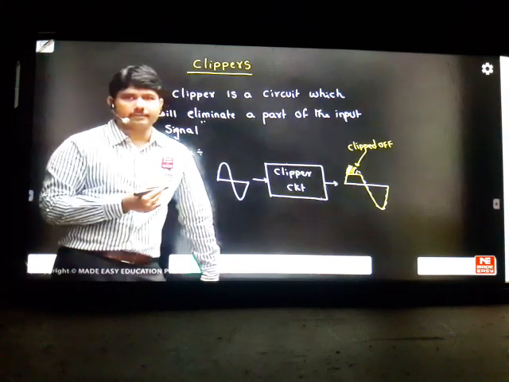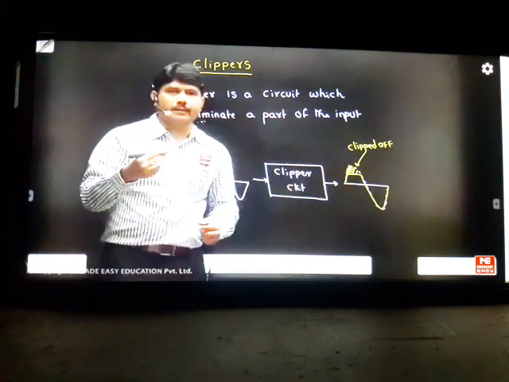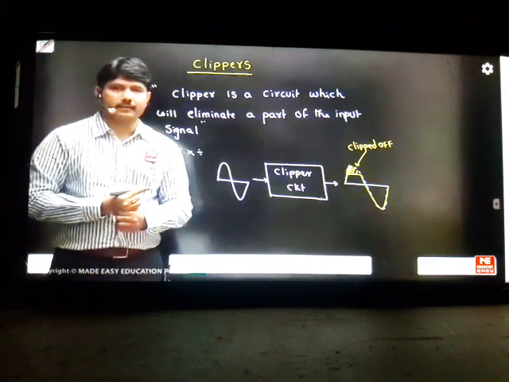The clipper will eliminate that noise. Maybe this is noise for you, and the remaining signal it will try to transmit and the receiver will receive. That trick is called a clipper circuit.